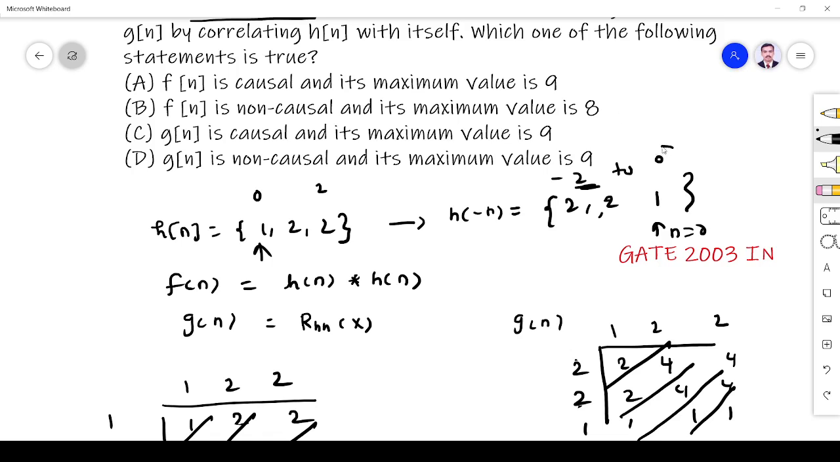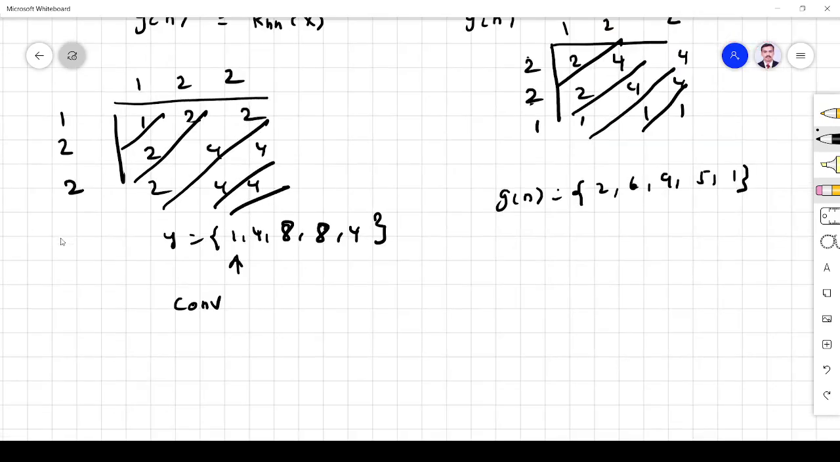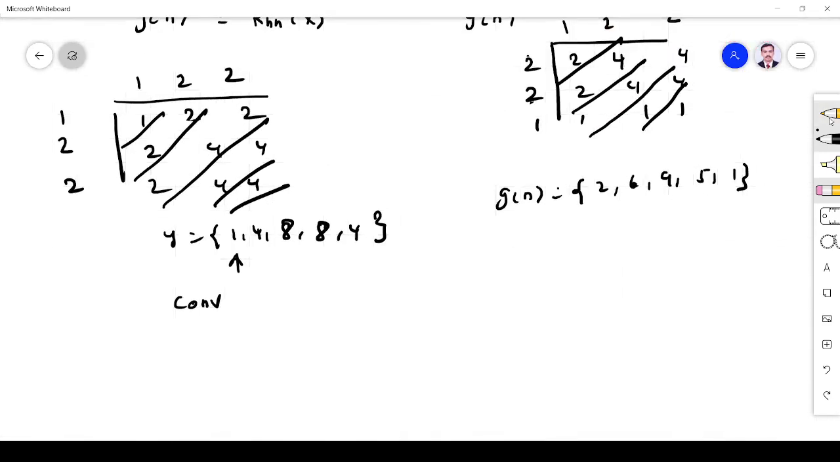So h of minus n will start from minus 2 to 0, and the other one goes from n is equal to 0 to 2. So the correlation output varies from minus 2 to 2: minus 2, minus 1, 0, 1, 2. This is the n. So you see g of n is not equal to 0 at n equal to minus 2, it is 2, and at n equal to minus 1 it is 6.